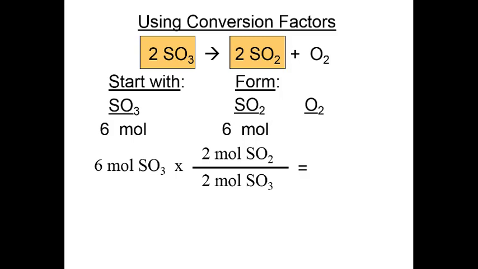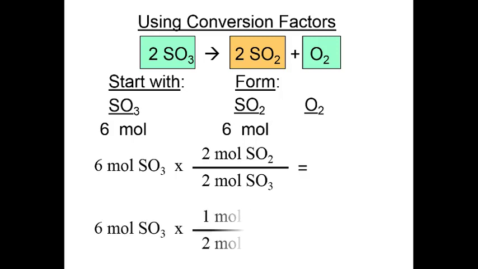If we're interested in forming O2, we look at the coefficients in front of SO3 and O2. This would be a 1 to 2 ratio. Starting with 6 moles of SO3 and applying the conversion factor, we form 3 moles of O2.